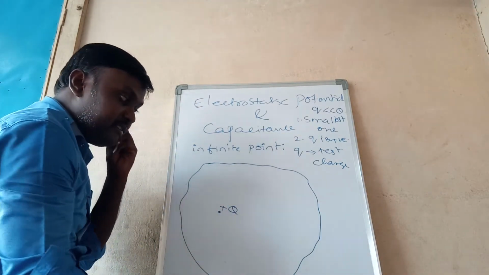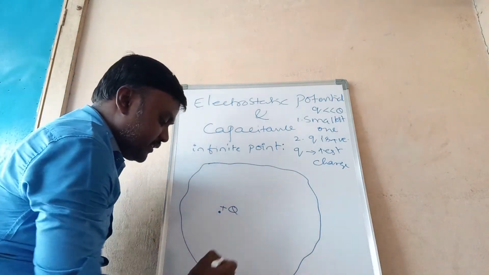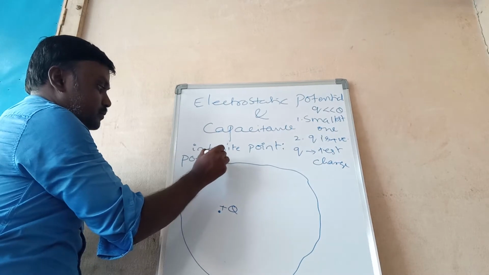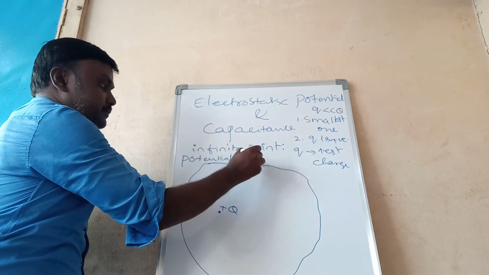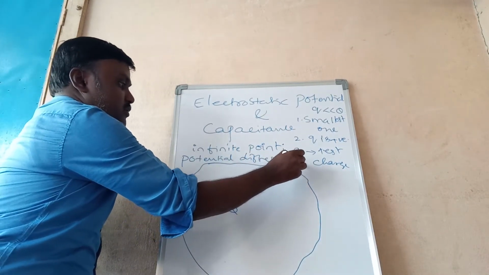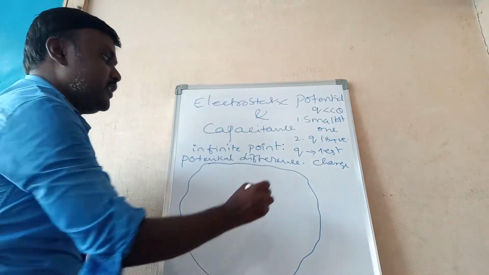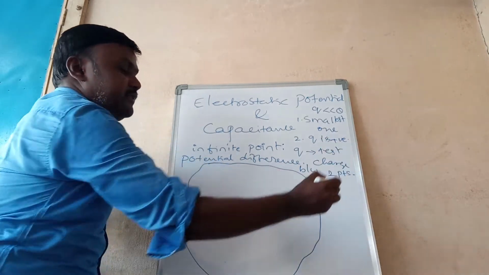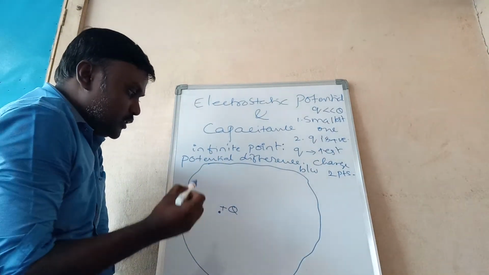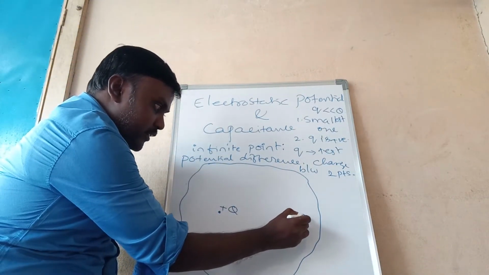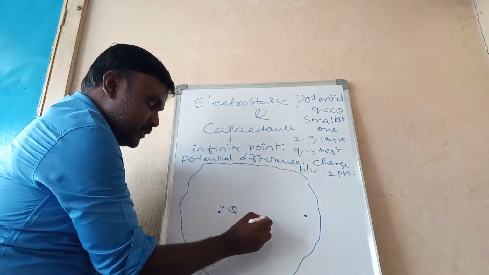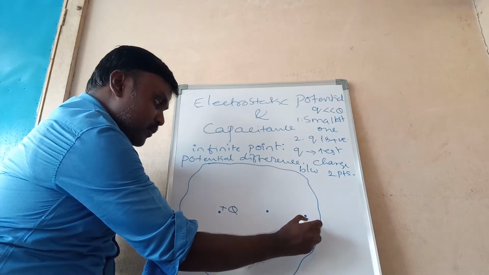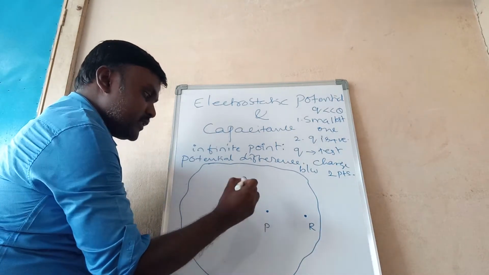First, let me define potential difference. Potential difference between 2 points. Suppose you want to find out the potential difference between this point and this point, and let me call this point R, and this point P.